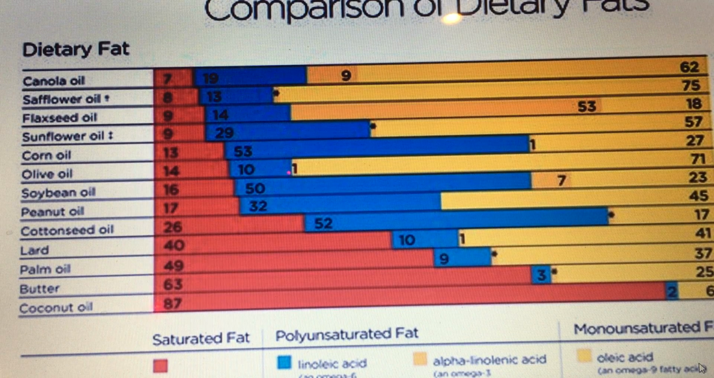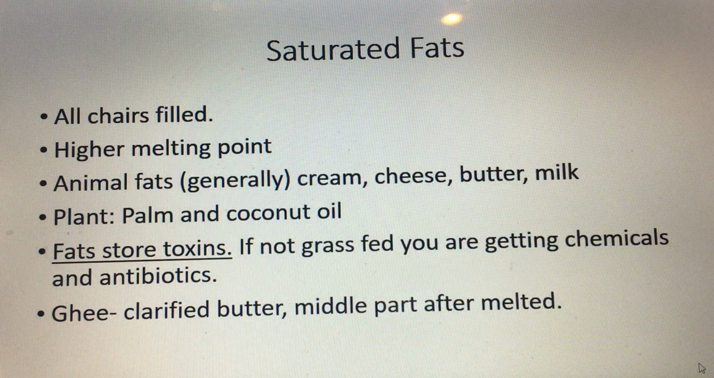You can see coconut oil down here, very high in saturated fat. Butter, very high in saturated fat. So those are fats that would be better for cooking with because they're much more stable. Okay, so with saturated fats, all the chairs are filled. They have a higher melting point because of that.